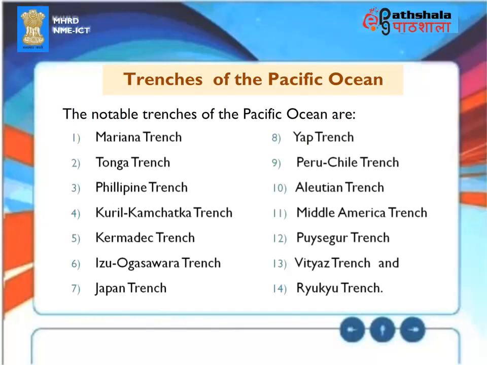Trenches of the Pacific Ocean. The notable trenches of the Pacific Ocean are Mariana Trench, Tonga Trench, Philippine Trench, Kuril-Kamchatka Trench, Kermadec Trench, Izu-Ogasawara Trench, Japan Trench, Yap Trench, Peru-Chile Trench, Aleutian Trench, Middle America Trench, Puysegur Trench, Whitney's Trench, and Ryukyu Trench.